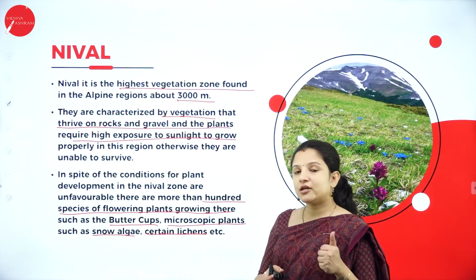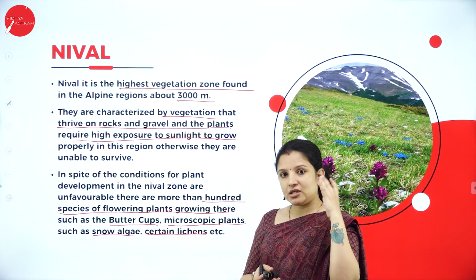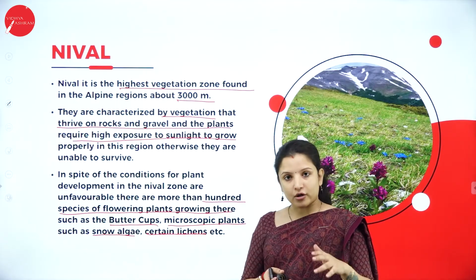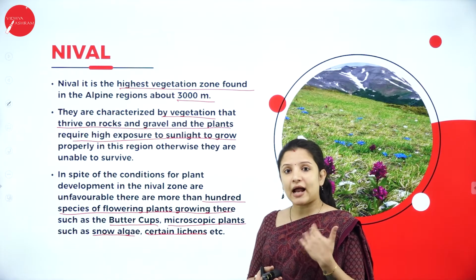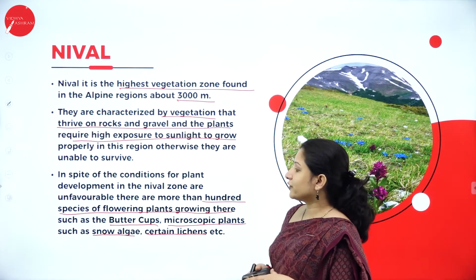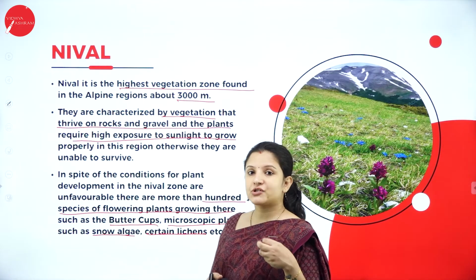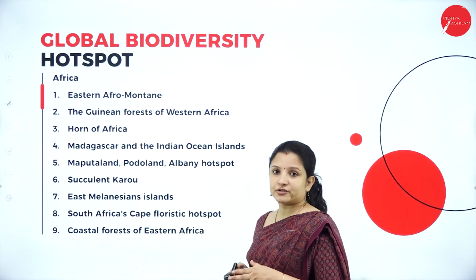So Nival regions are usually present above the alpine region. That is, 3000 meters above the alpine region is the Nival region, and they are usually rocky and also somewhat snow covered, and the temperature is not that favorable for the growth of the plants, but in spite of that, they have a few species of plants which are growing there in abundance. So this is about the Nival, which was the last zone.